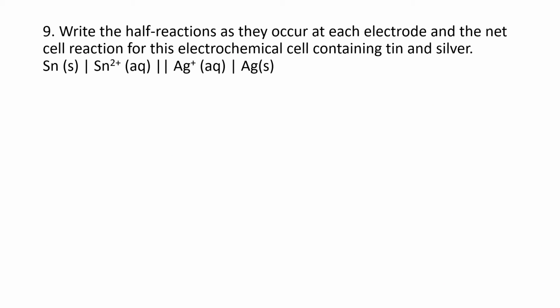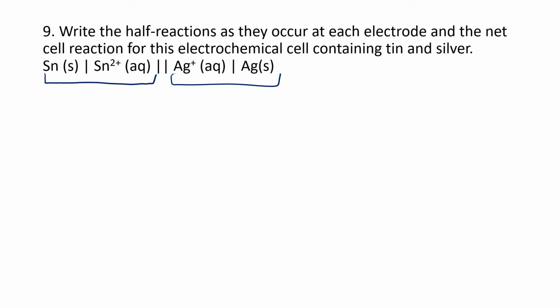Chapter 19, question 9 says write the half reactions as they occur at each electrode and the net cell reaction for this electrochemical cell containing tin and silver. So they gave us the way the voltaic cell would be written in cell notation. Usually they put the anode on the left-hand side and the cathode on the right-hand side. And what's happening in solution is happening how it's written.